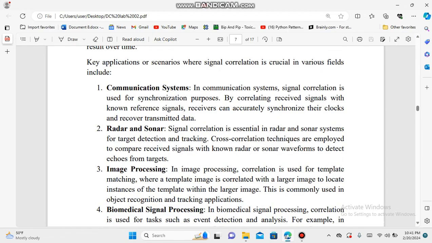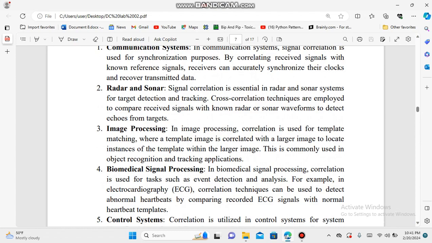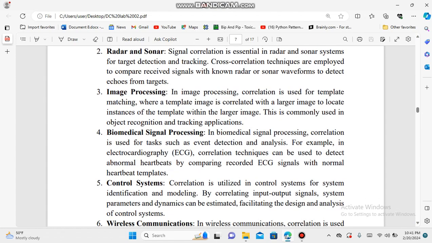In radar and sonar, signal correlation is used for target detection and tracking. In image processing, correlation is used for template matching, where a template image is correlated with the larger image to locate the instance of the template within the larger image. In biomedical signal processing, correlation is used for tasks such as event detection and analysis.